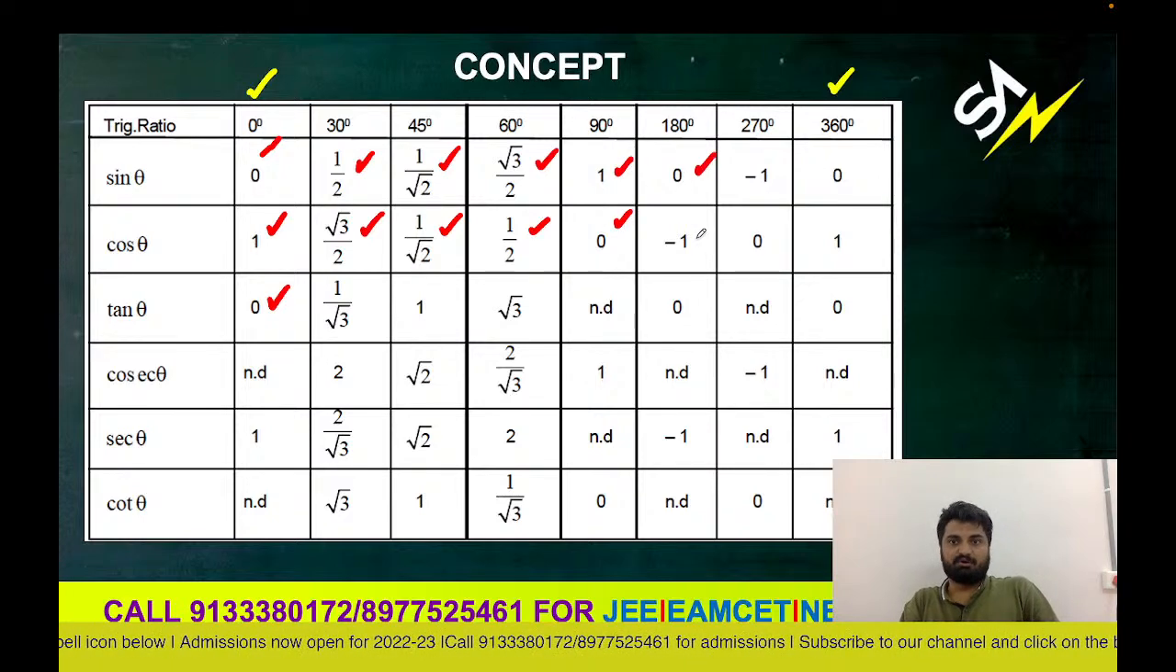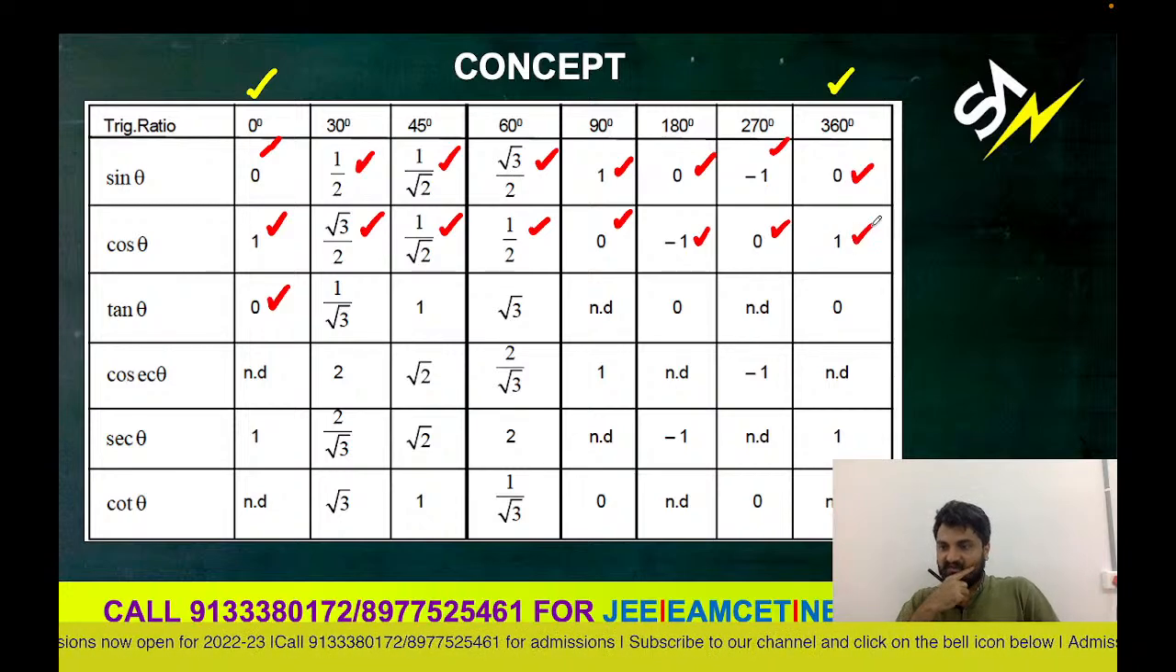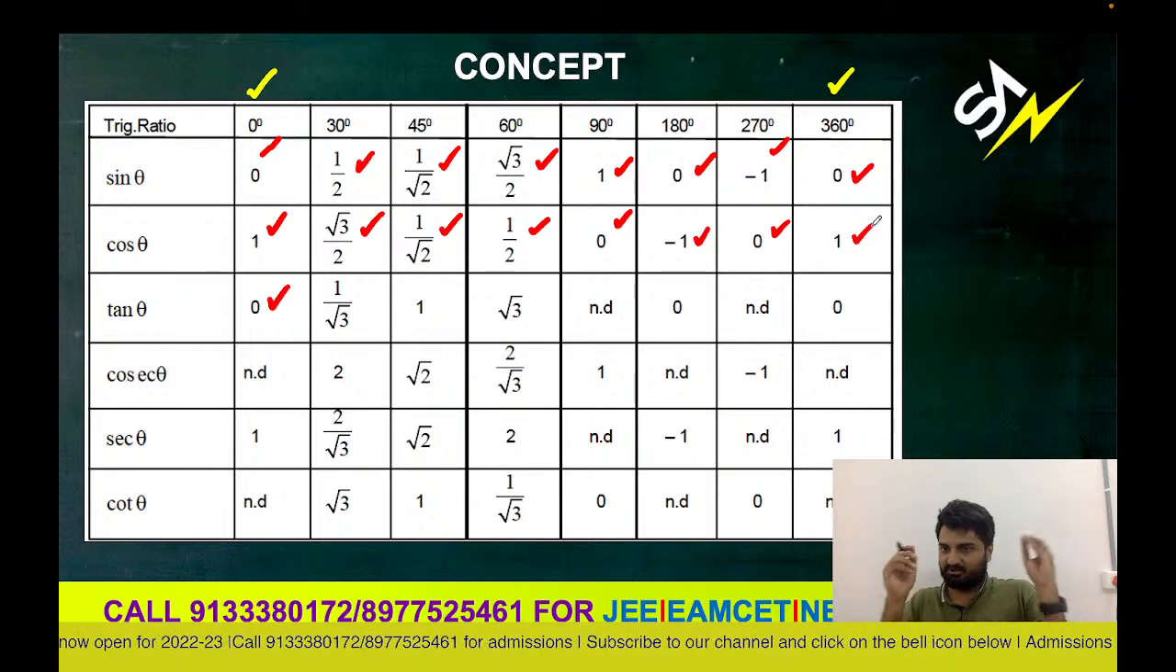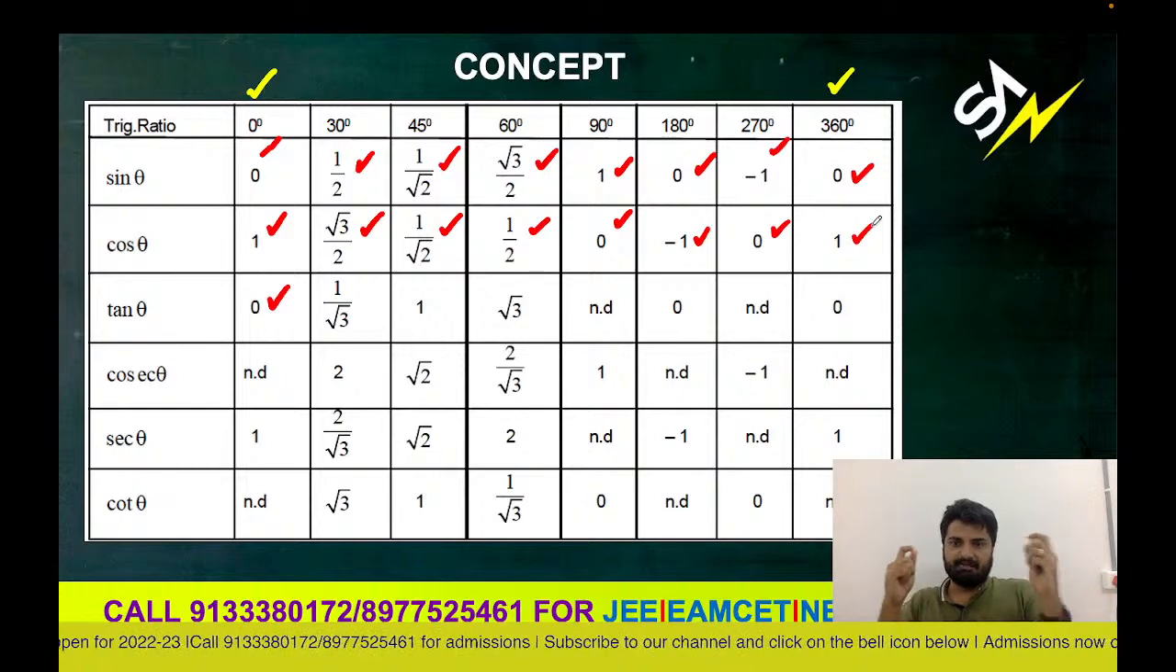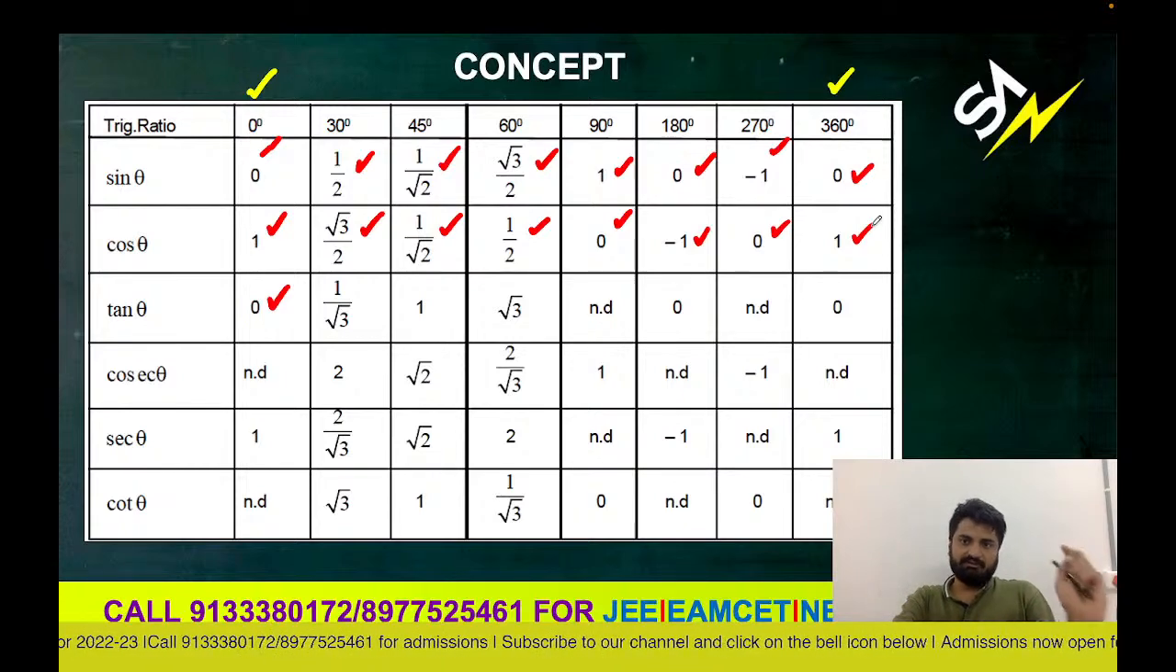Sin 180 is 0, cos 180 is minus 1. Sin 270 is minus 1, cos 270 is 0. Sin 360 is 0 and cos 360 is 1. So these are all the standard values which we already know, and we will be using the same for the problems.